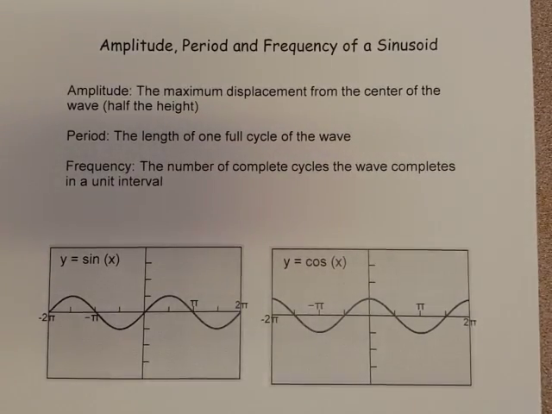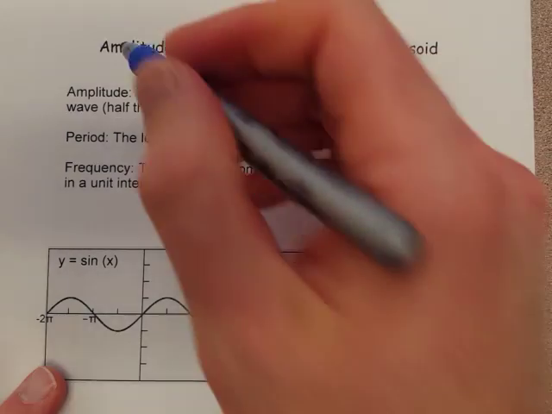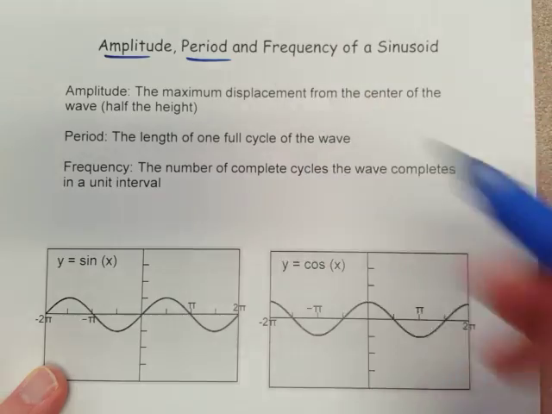We're in 4.4 day 1, and we're going to start by talking about the modifications or the transformations that we can perform on a sine or a cosine graph. And with those different modifications, they have some names that we're going to be referring to as we go along. And those names are amplitude, period, and frequency.